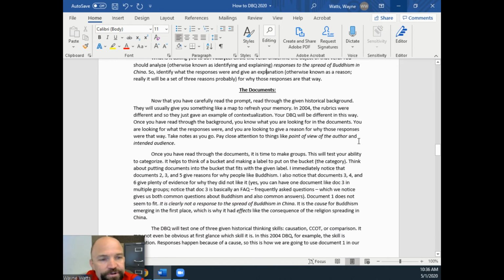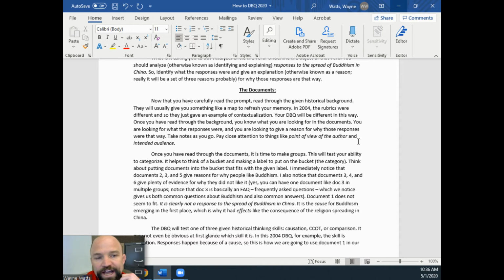Now that you have carefully read the prompt, read through the given historical background. They will usually give you something like a map to refresh your memory. In 2004, the rubrics were different, so they just gave you an example of contextualization. Your DBQ will be different in this way.